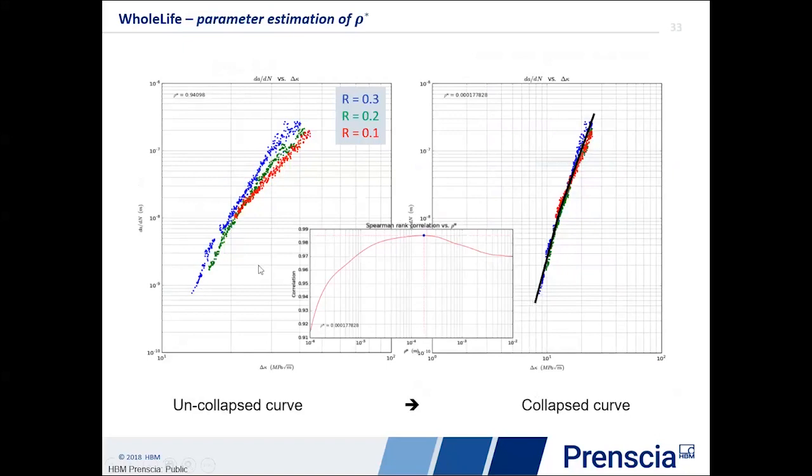The inputs to that are a series of standard crack growth curves using just standard stress intensity ranges. And we have these for a range of R ratios. We then have an algorithm that will take these and basically collapse them down into a single curve. So now we have a single curve that describes crack growth across multiple loading ratios. And the output of that is actually our estimate for Rhostar.